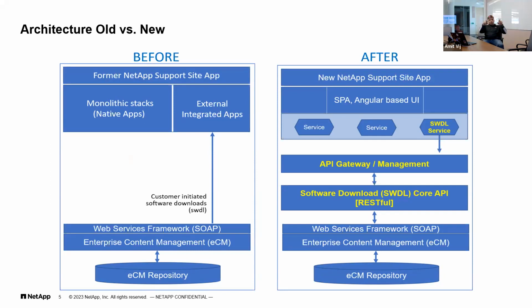We're talking about software download here specifically. For that particular use case, we also implemented another NetApp on NetApp story. We have a product called StorageGRID. So all of our software is actually stored on our own StorageGRID. So when you, as a customer or a partner or an end user, download a software, it gets downloaded from our own StorageGRID. So that was also part of our architecture.